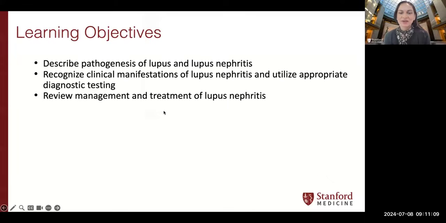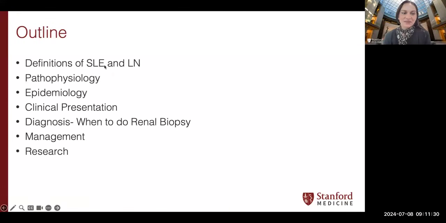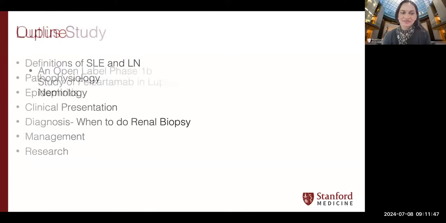Just again, I'm talking about lupus nephritis, and we'll go over some definitions and pathogenesis. Hopefully, you'll be able to understand the clinical manifestations and how to utilize diagnostic testing, and then go a little bit over management and treatment. Obviously, this is a lot, so I'll try to stay focused. I have no disclosures. So again, talking about definitions, pathophysiology, epidemiology, clinical presentation, diagnosis, especially when to do a kidney biopsy, management, and go over a little bit of the research we're doing in a trial that I'm involved in.